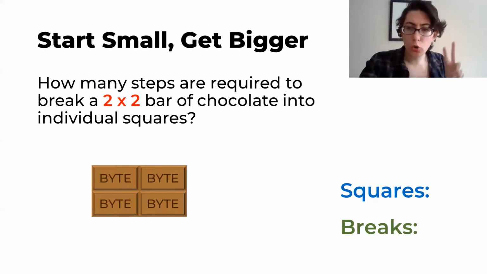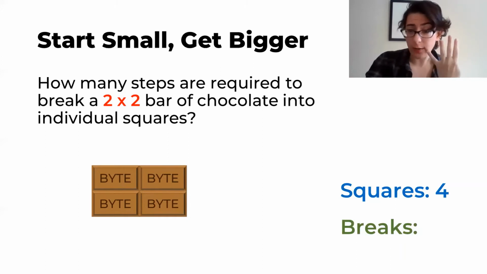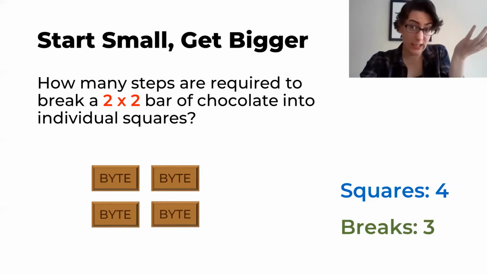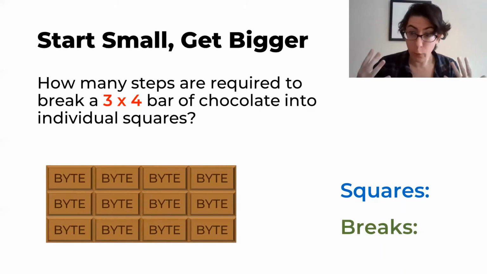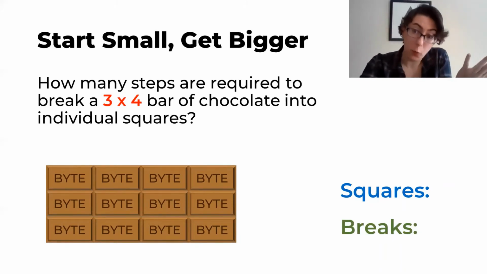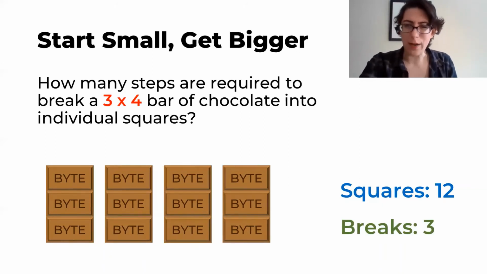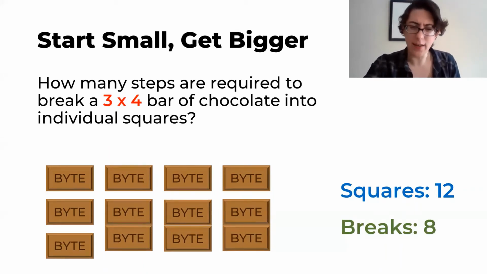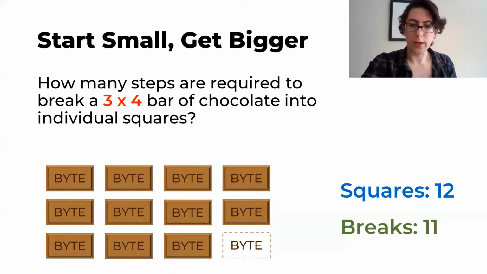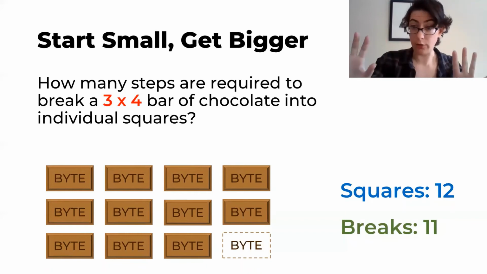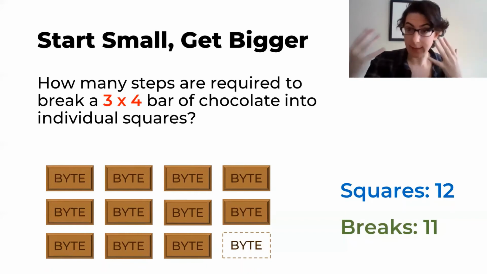Now, how about a 2 by 2 bar of chocolate? So 2 times 2 is 4 squares, and how many times do we have to break it? 1, 2, 3. 3 breaks. Let's make this a little bit bigger. How about a 3 by 4 bar of chocolate? So 3 times 4 is 12 squares. Let's break this sucker. 1, 2, 3, 4, 5, 6, 7, 8, 9, 10, 11. Remember, if we eat a square, it still exists as a mathematical construct. But for 12 squares, it takes 11 breaks.